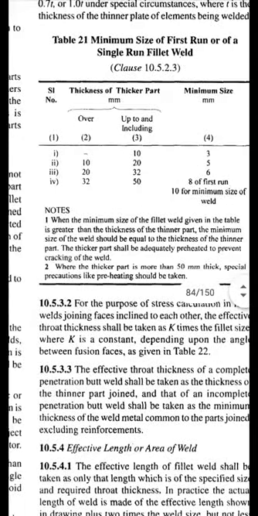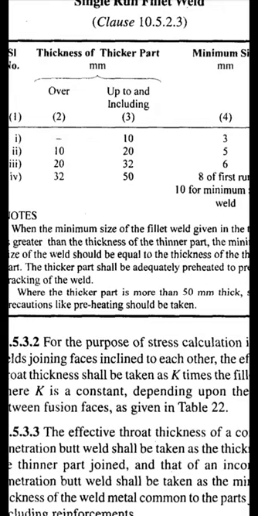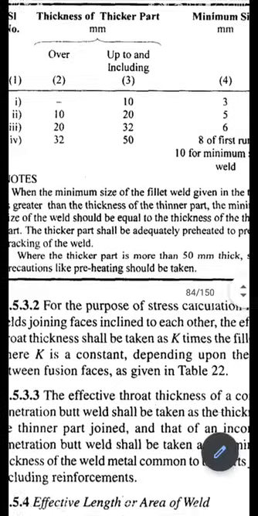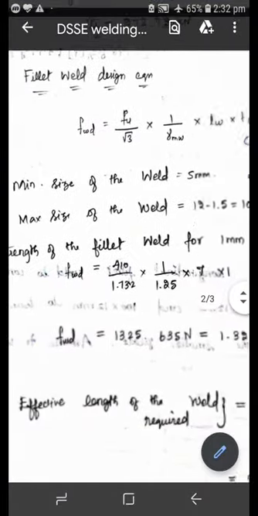See Table 21. It provides the minimum size of the first run or of a single run fillet weld. Up to and including 10 mm, the minimum weld size given is 3 mm. For our case, the plate thickness is 12 mm. Therefore, the minimum size of the weld is 5 mm. So now I got the value for the minimum size of the weld as 5 mm.